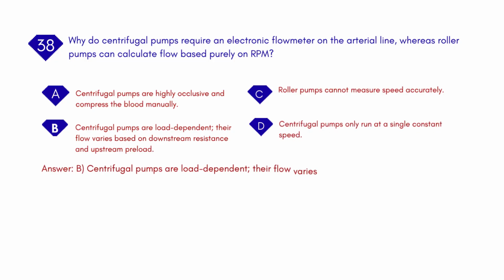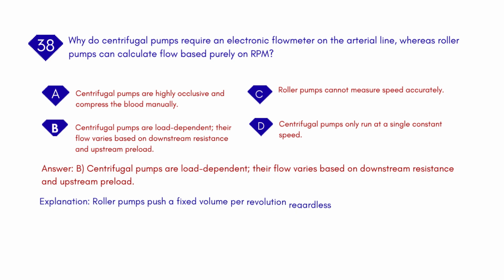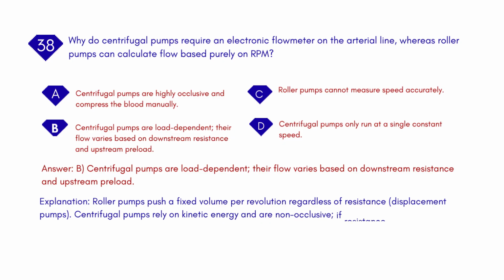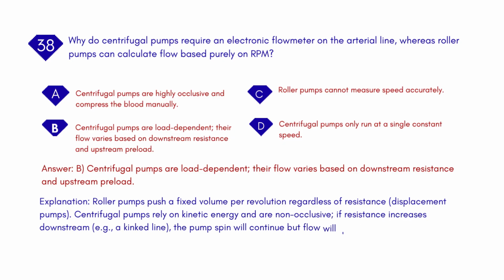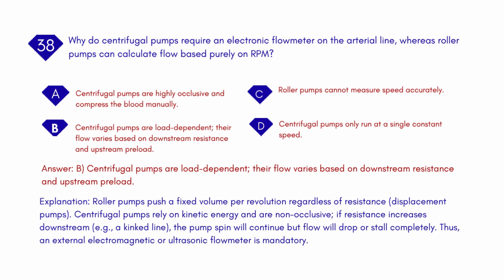Answer: B. Centrifugal pumps are load dependent. Their flow varies based on downstream resistance and upstream preload. Explanation: roller pumps push a fixed volume per revolution regardless of resistance, displacement pumps. Centrifugal pumps rely on kinetic energy and are non-occlusive. If resistance increases downstream, e.g., a kinked line, the pump spin will continue but flow will drop or stall completely. Thus, an external electromagnetic or ultrasonic flowmeter is mandatory.